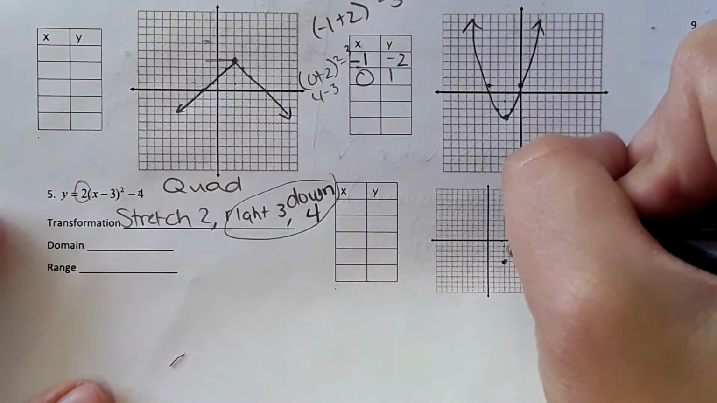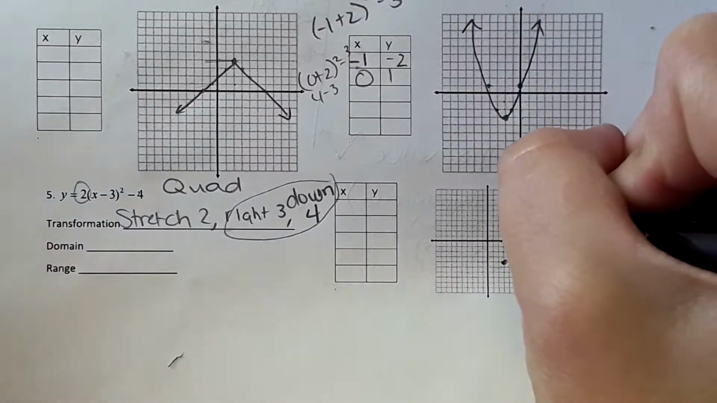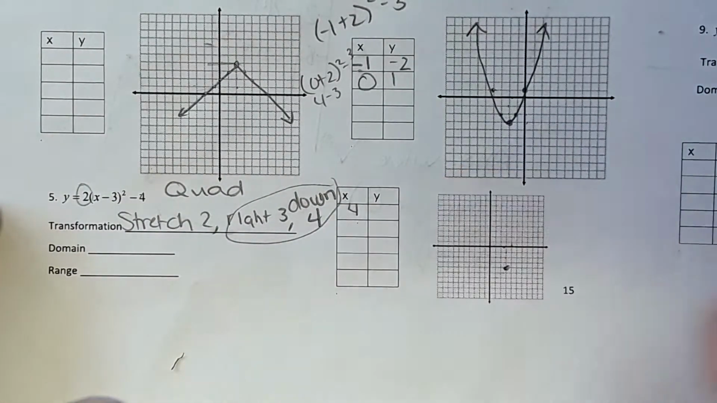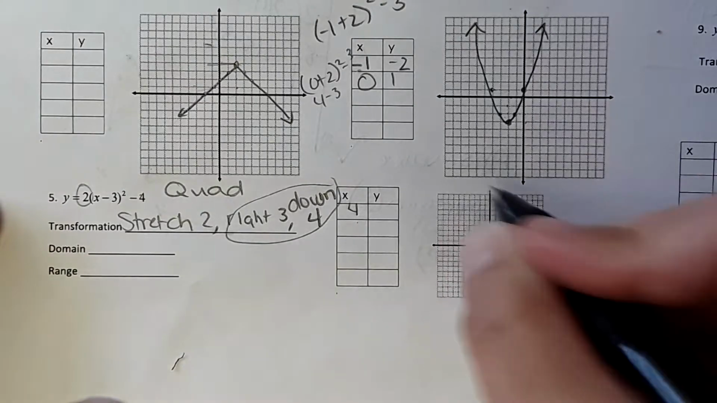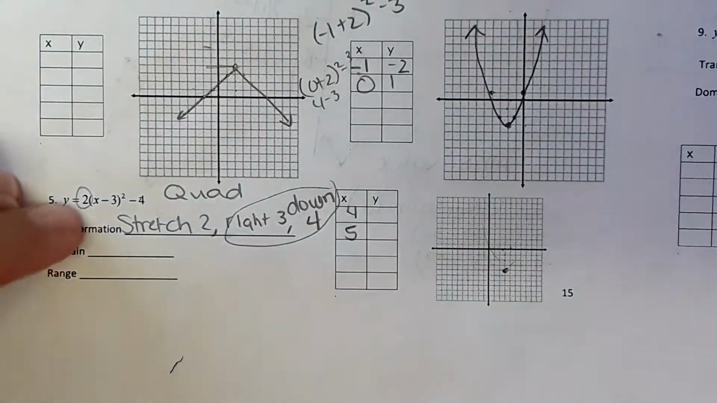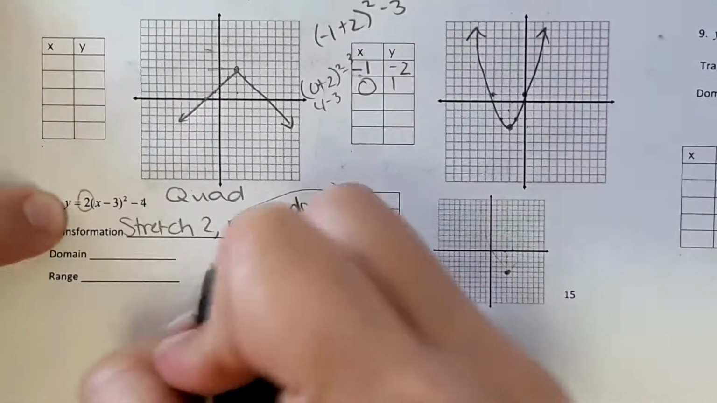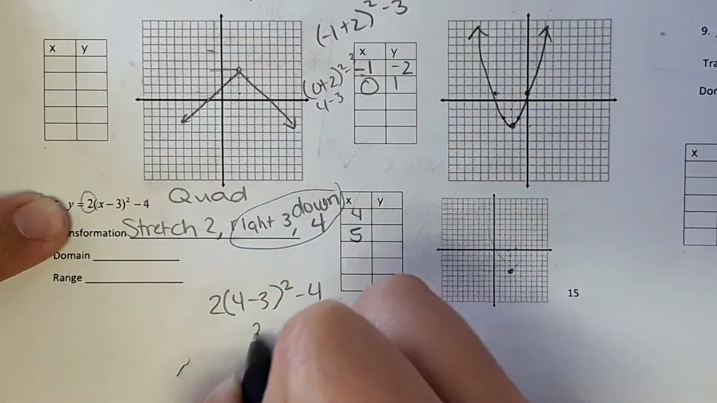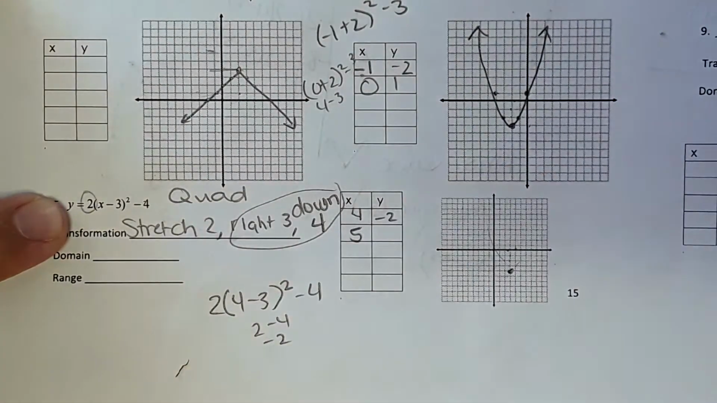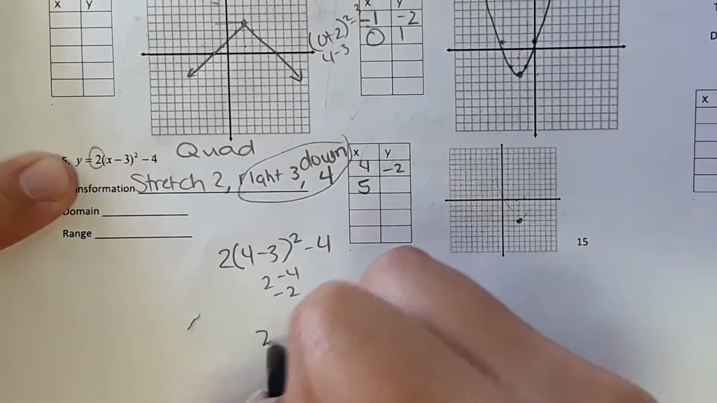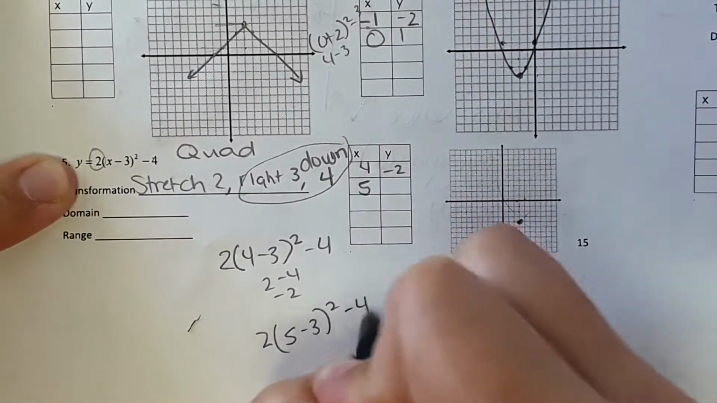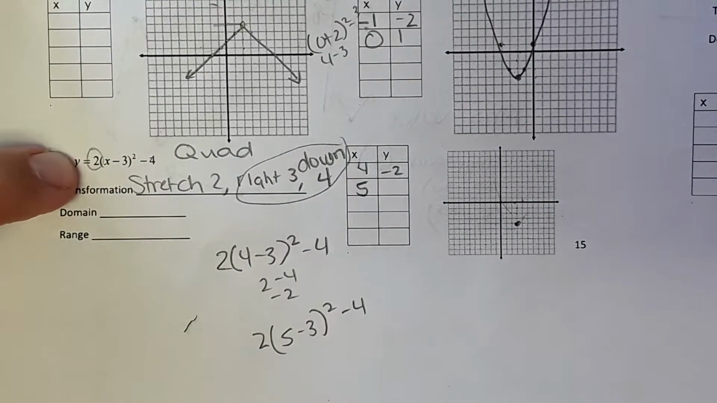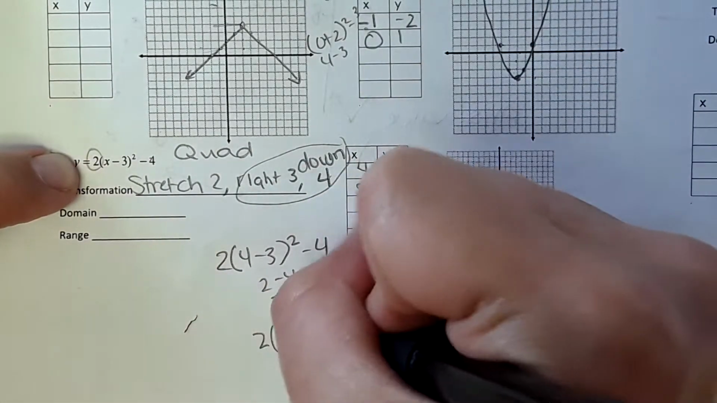So I'm going to plug in numbers that are around this: 1, 2, 3, 4. Let's say 4, and maybe I could do 2. I'm going to try to get all the points on this side because then I can just repeat them on the other side. So I'm going to do 5 as well, if it even fits. 2, 4 minus 3 squared minus 4. So 2 squared would be 4. 4 times 2 is 8, minus 4 is 4.